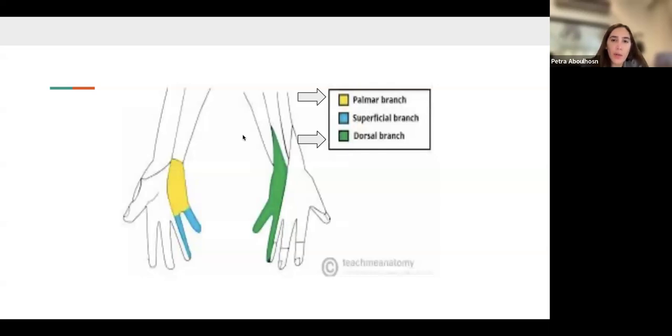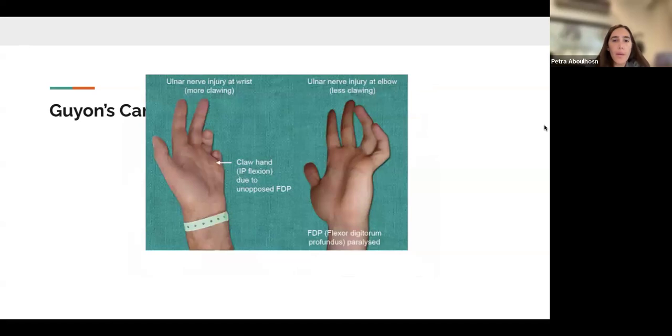In this case, however, the dorsal branch and the palmar branch innervations go off higher before the nerve enters the Guyon's canal. So these would be spared, and you would get numbness and tingling solely in this area. Only the superficial branch is affected. Here, since the injury is more at the wrist, you would get more of this type of clawing versus this type of clawing.